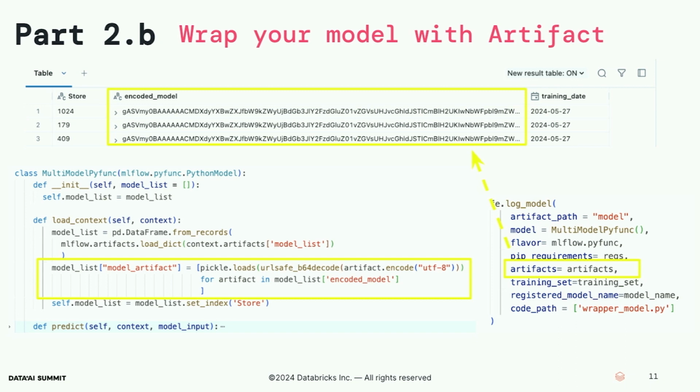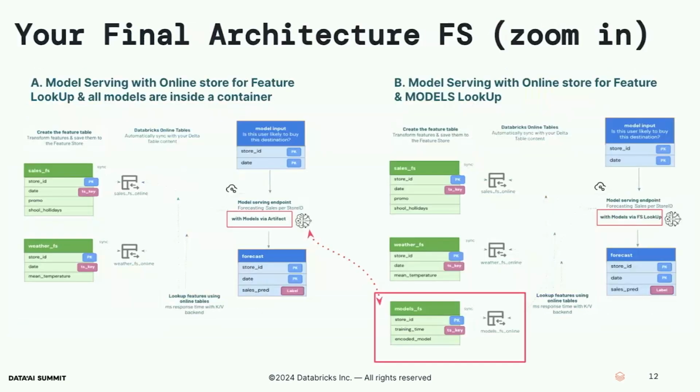So the system is very smart. It's going to look for a schema match. If the schema matches what you provided, it's not going to call anything from the feature store.